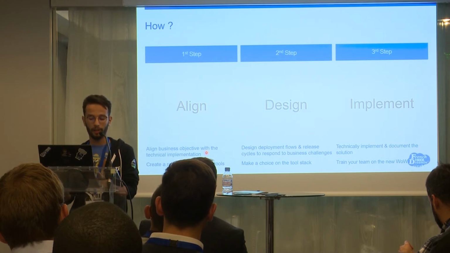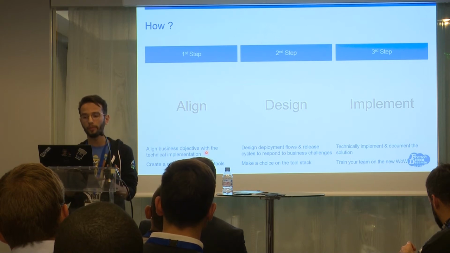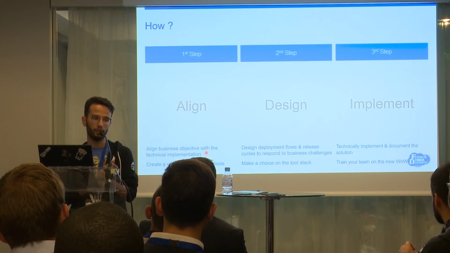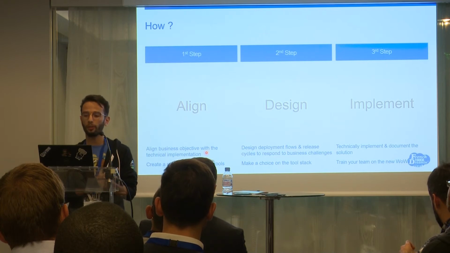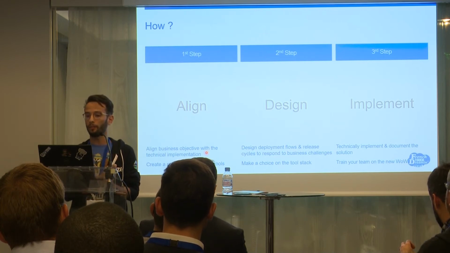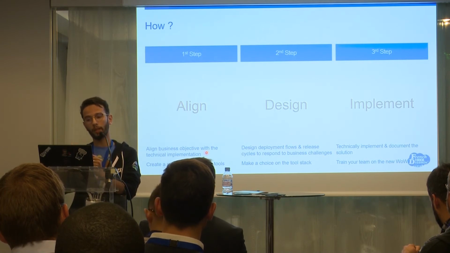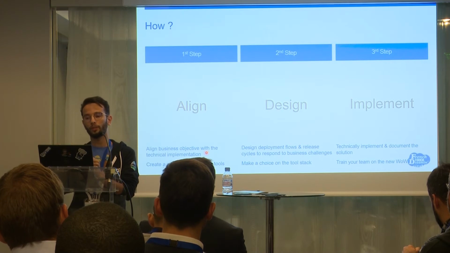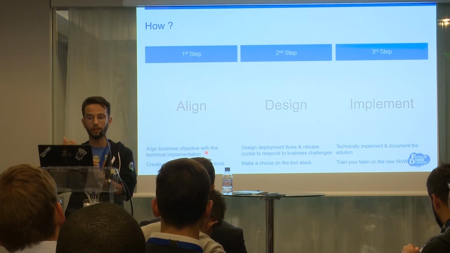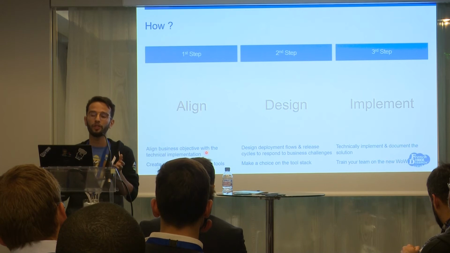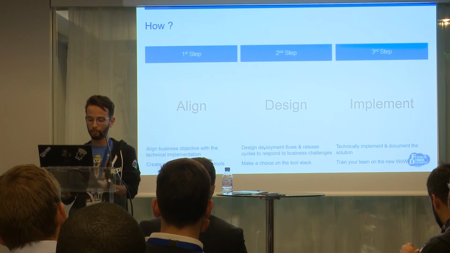Design is where you design your deployment flows and release cycles to respond to those business challenges that were identified in the first part. So you will need to see if it's feature-based, then each time a developer pushes something to the repository, you need to deploy it right away. So there you need to have a different automation than when you have a full release pipeline.